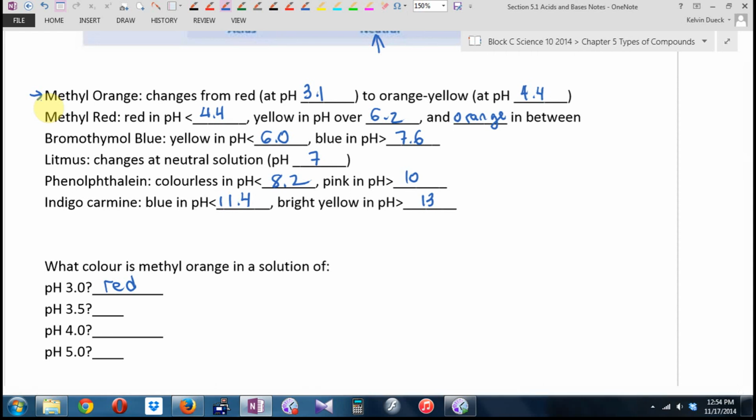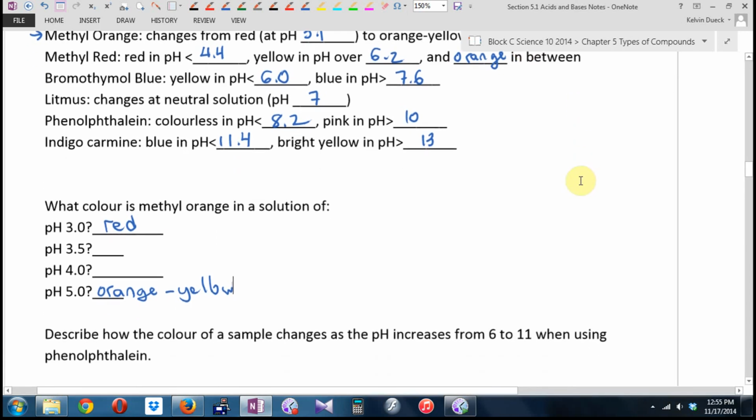And at 5, definitely orange-yellow, because I said the transformation point was at 4.4. Between those two, some red, some orange, some yellowish. I would probably not use methyl orange to figure out, Brooke, a pH in the 3 to 4 range. It's too close to its color change transformation. I'd go with something else.